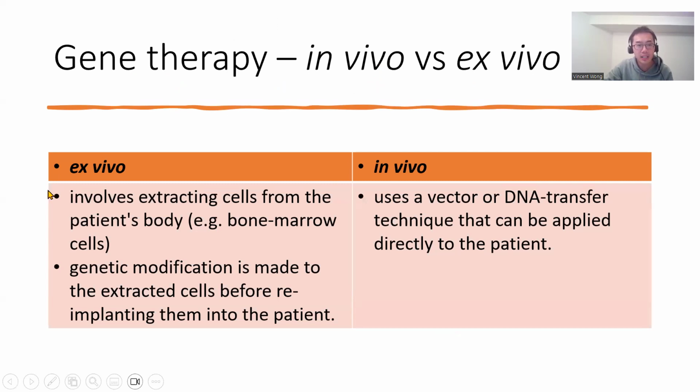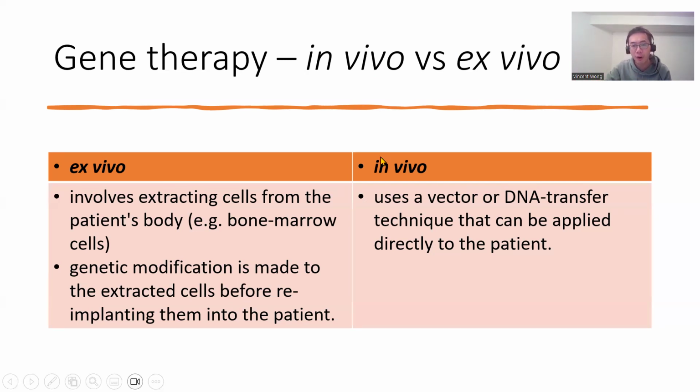Ex vivo means outside of the body. So you extract the cells from the body, you make some modifications to them, right? Teach them how to recognize the cancer cells. Okay, teach them how to fight off the cancers, and then you re-implant those cells into the body. So you have more control over it because everything happens in the petri dish, and if something goes wrong, you can always remove the cells. You have more control, right?